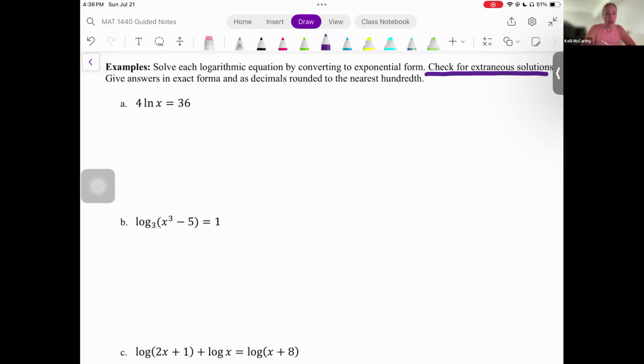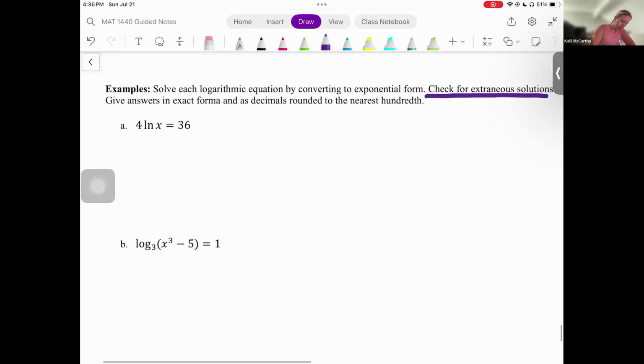4 times the natural log of x equals 36. We want to start by getting the logarithm by itself. So I want to get rid of that 4. I'm going to divide both sides by 4. I have the natural log of x equals 36 divided by 4, which is 9.